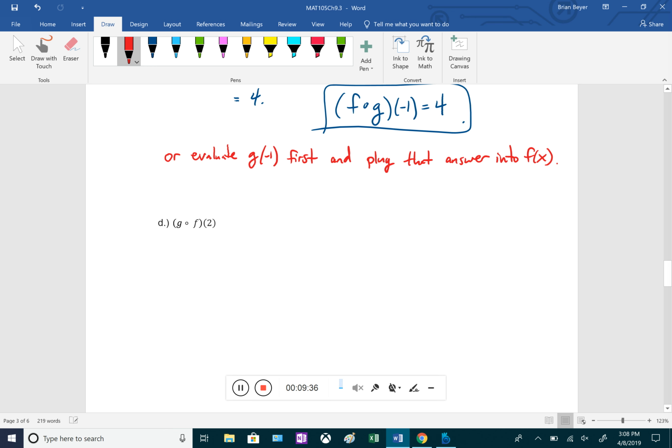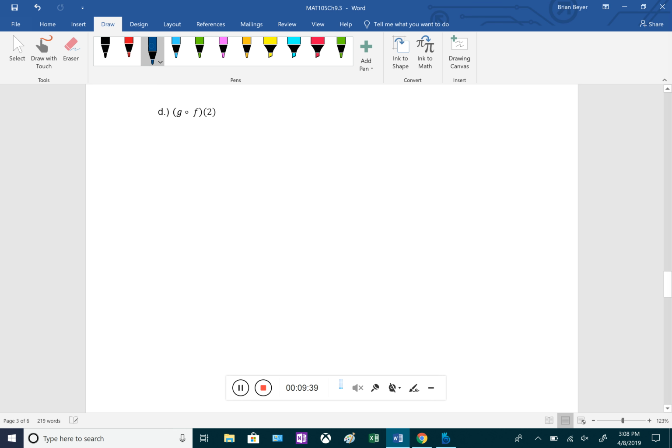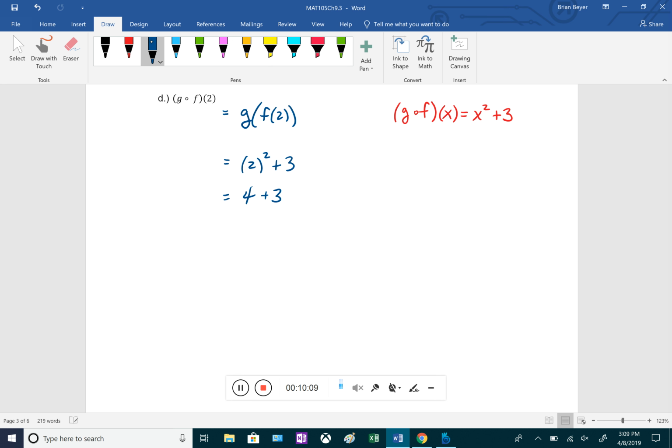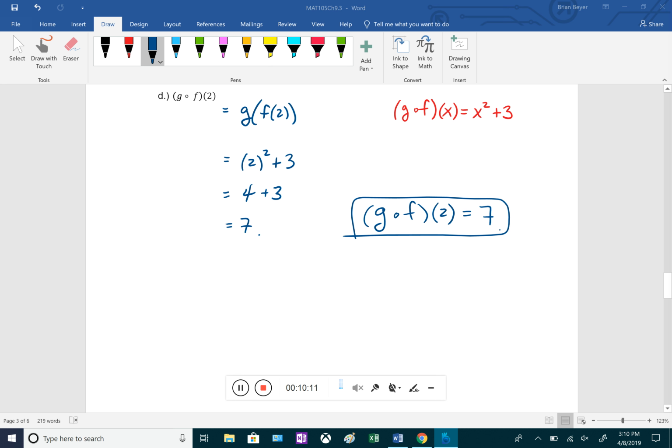Okay, and then another one, g of f of 2. So we want g of f of 2. So once again, I'm just writing it this way in case that helps you realize what to do. We already have g of f of x, so all we have to do is plug in that value into that function. So g of f of x we found was x squared plus 3. So all we have to do is plug in a 2. So that's going to be 2 squared plus 3, which is 4 plus 3, which is 7. So g of f of 2 equals 7.